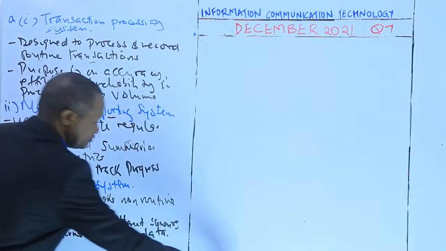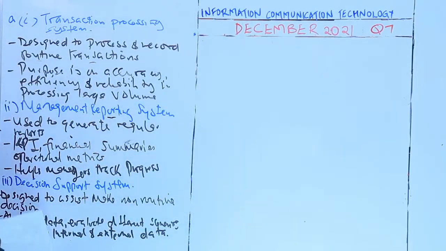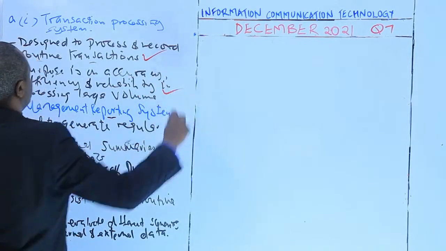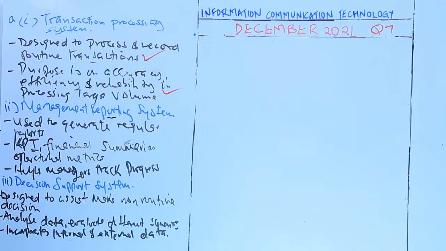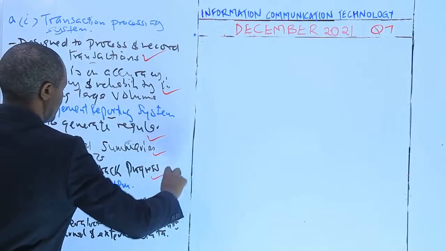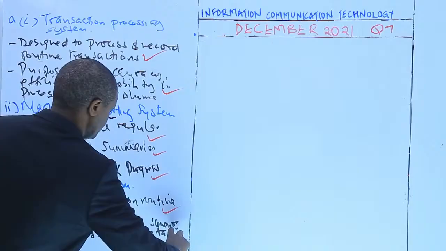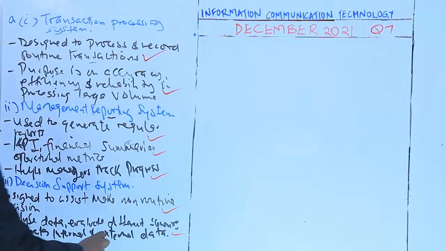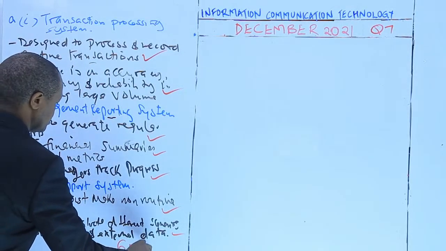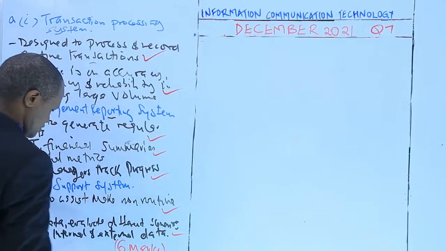2 marks each. Transaction processing, 2 marks. Management reporting system, 2 marks. Decision support system, 2 marks. Total 6 marks. That is part A of the question.